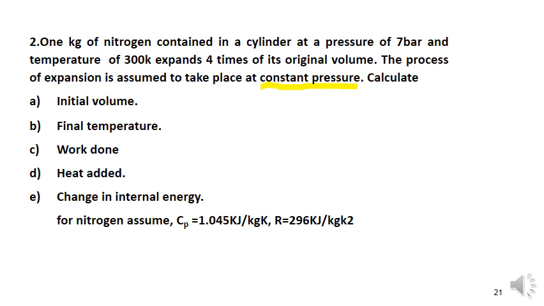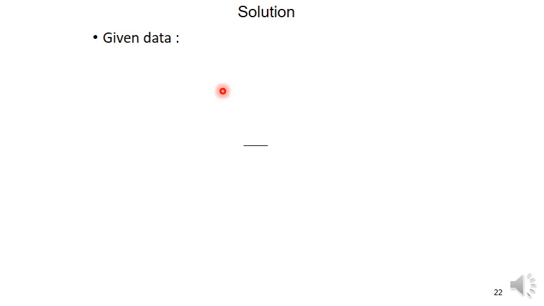So first write the given data. M is equal to 1 kg. Pressure P1 is equal to 7 bar. I am writing this 7 bar in terms of kilonewton per meter square. You all know that 1 bar is equal to 10 to the power of 5 Newton per meter square. But I am writing 10 to the power of 5 as 10 square into 10 power 3. 10 square is 100, so 7 into 100, and 10 power 3 I am writing as kilo.